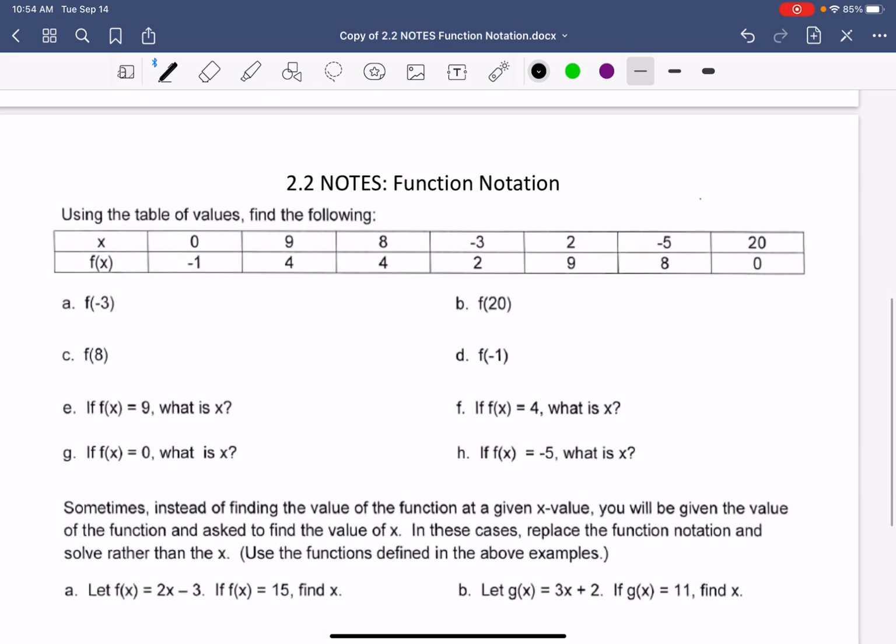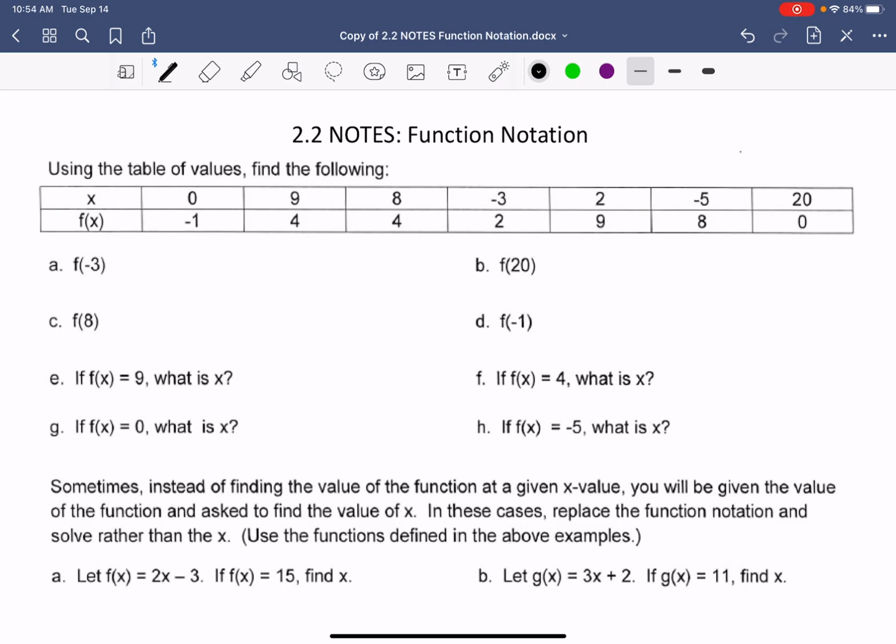All right, using the table of values, find the following. So we have a table of values full of values, okay? It wants me to find f of -3. So when x is -3, what is the value of y? Because remember, it's f of x. X is our input. And when we input -3, it wants to know what the output is. So this means when x is -3, what is y?